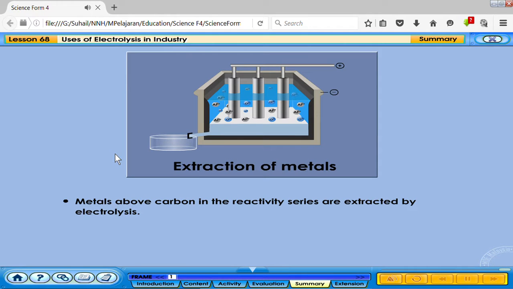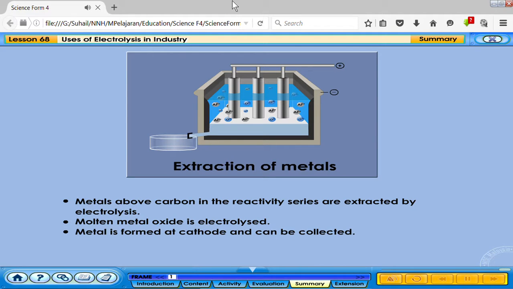Metals above carbon in the reactivity series are extracted by electrolysis. Molten metal oxide is electrolyzed. Metal is formed at cathode and can be collected. Gas is released at the anode.